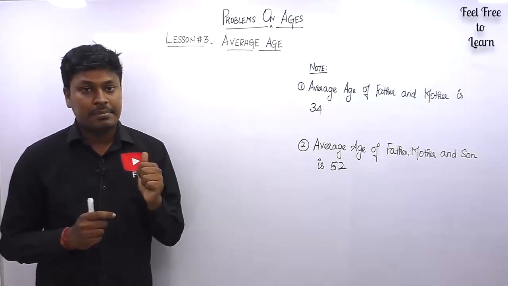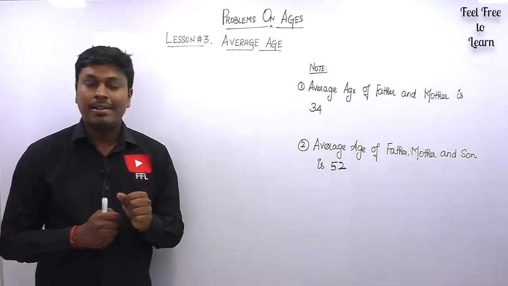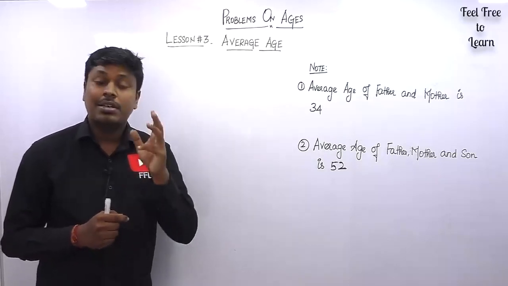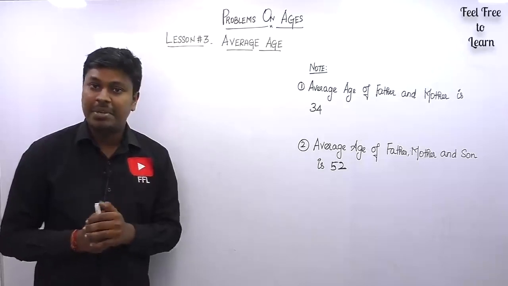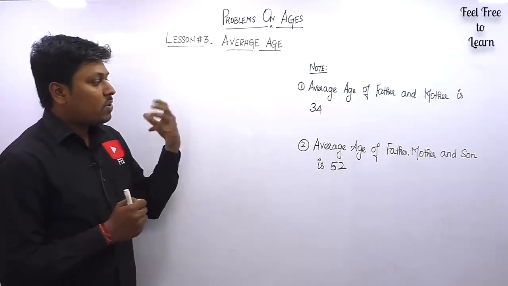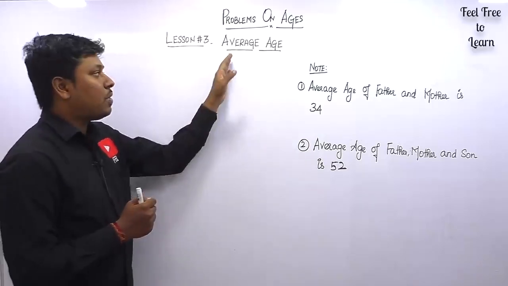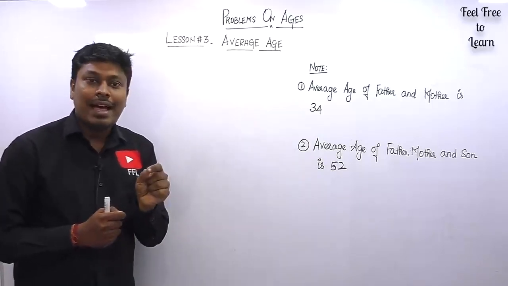In this lesson number 3 on the topic problems on ages, we are going to solve just 5 questions, but all the 5 questions are most important for all the competitive exams. Before solving them, you need to know a little bit of basics about the topic average. What is called as average?